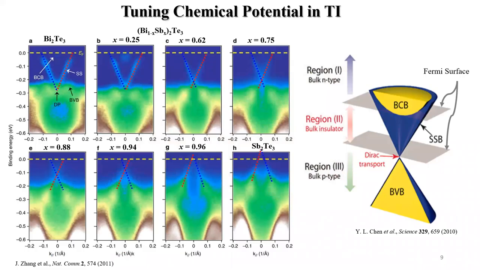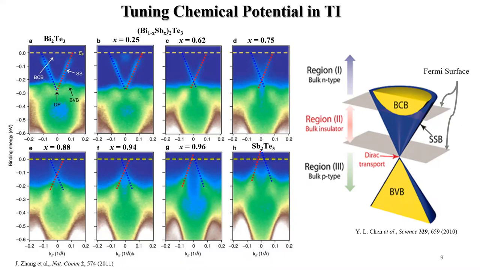We can use the same approach: tune the system by using another dopant. As we know, bismuth telluride is an N-type semiconductor, and antimony telluride is a P-type semiconductor or topological insulator. So by carefully adjusting the concentration of antimony and bismuth, we can easily tune the Fermi level. As you can see here, right now the Fermi level of bismuth telluride is close to the bulk conduction band. It's not very easy to see here, but it's close. So right now it is dominated by the bulk conduction.